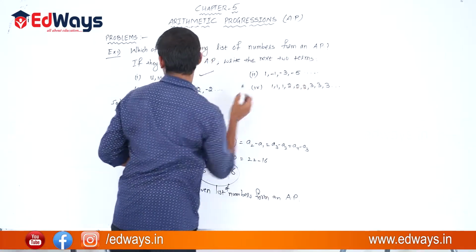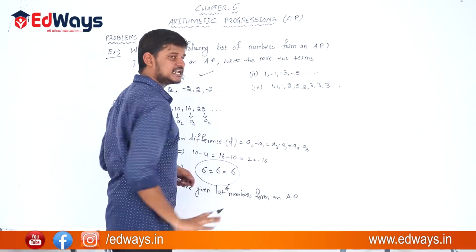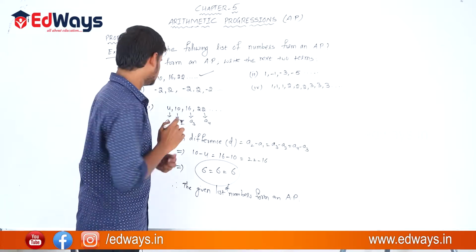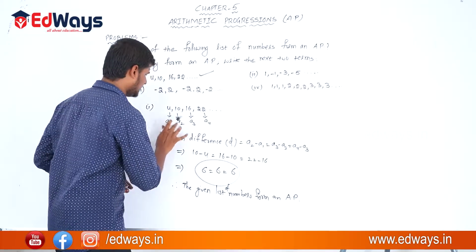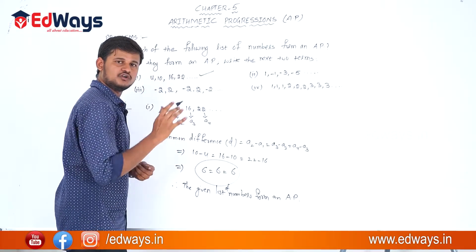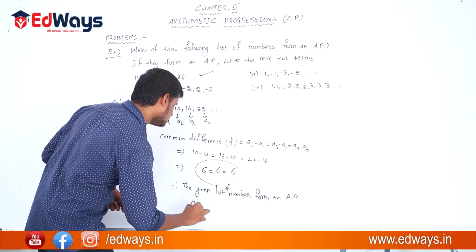Okay, so till here it's done. Now, if they form an AP, write the next two terms. How do you write the next two terms? A1 you know, A2 you know, A3 you know, A4 also you know. So how do you find A5, the next term?